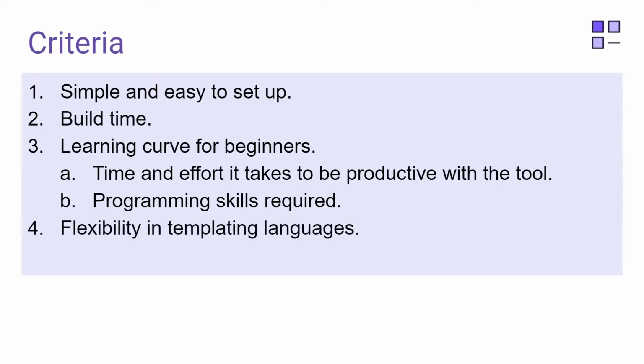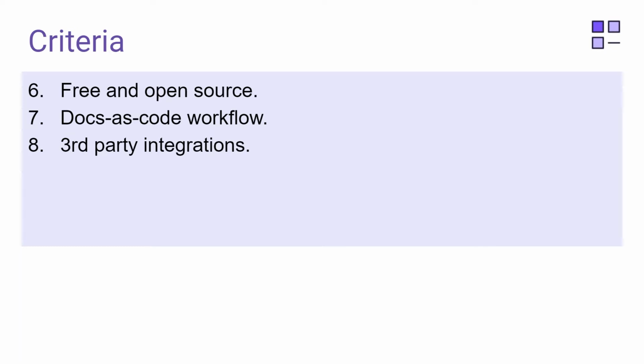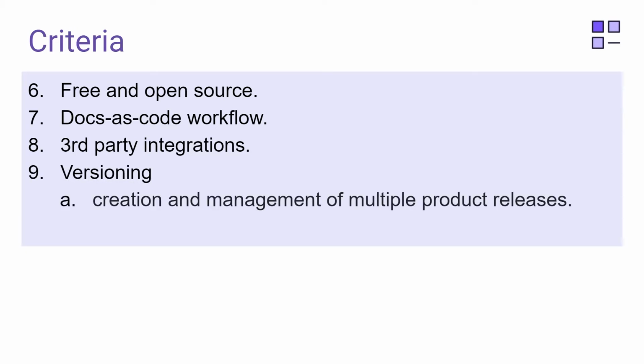Next, we'll look at flexibility in terms of templating and the programming languages they use. Search engine optimization. We'll also look at whether or not the tool is free and open source. We'll also consider support for the docs as code workflow, any third-party integrations, versioning, how easy it is to create and manage multiple product releases. And finally, we'll look at search features.